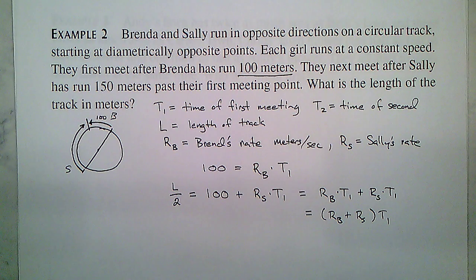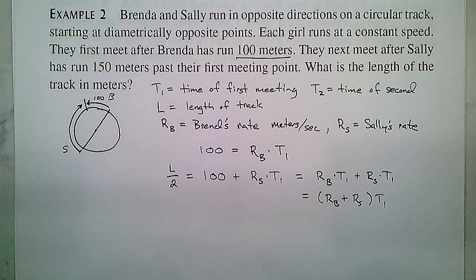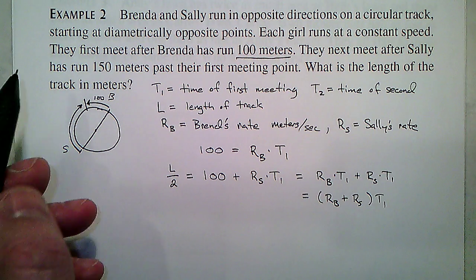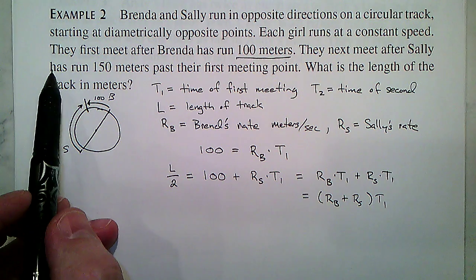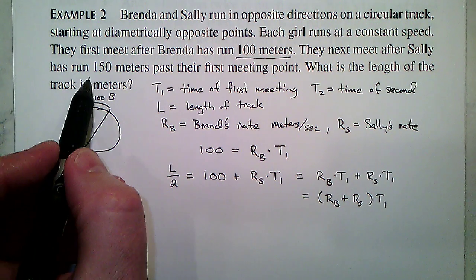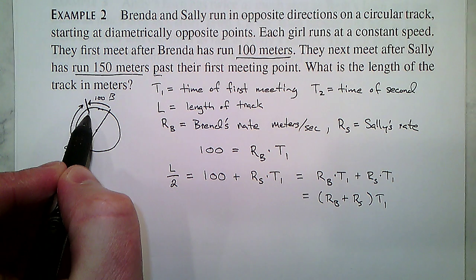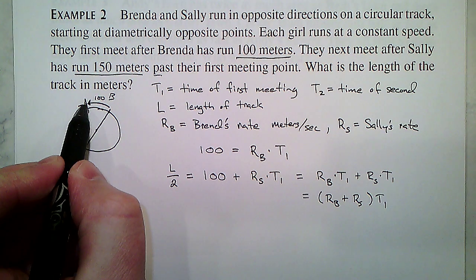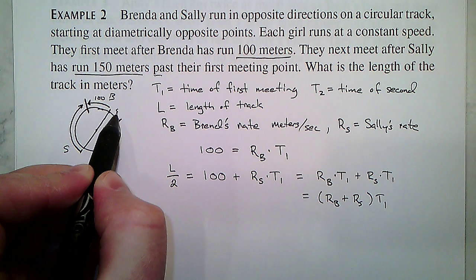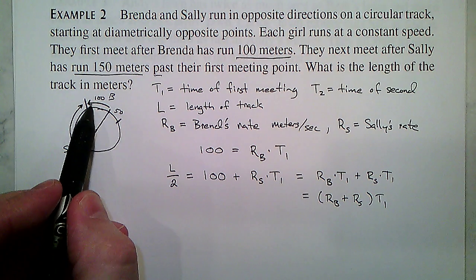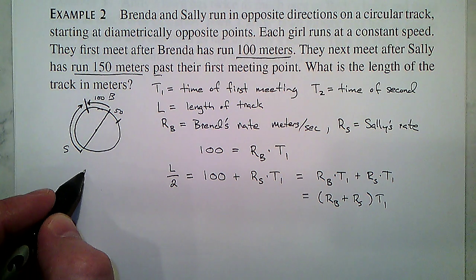And let's look at the next part of the problem now. So now we're told they next meet. So here they are right here. They next meet after Sally has run 150 meters past their first meeting point. Well, if she's here and she runs 150 meters, that means she is 50 meters over here, right? That was 100 meters. So Sally, and maybe I'll draw another picture here.